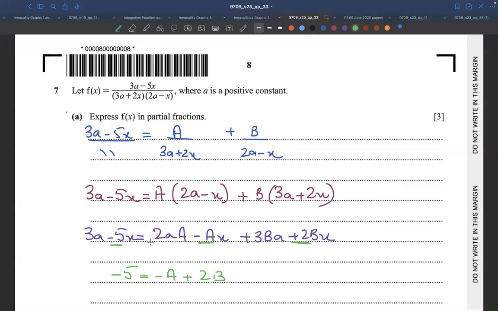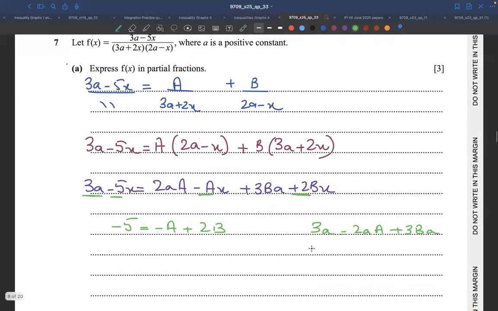Now, comparing the other terms, we have 3a remaining on the left-hand side, and this will be the constant term, and this will be equal to 2aa plus 3ba. Now, as this small a is constant, we can just divide the whole equation by a, and we'll get 3 equals 2a plus 3b. So this was the first equation, and this will be the second equation. And now we can solve them simultaneously.